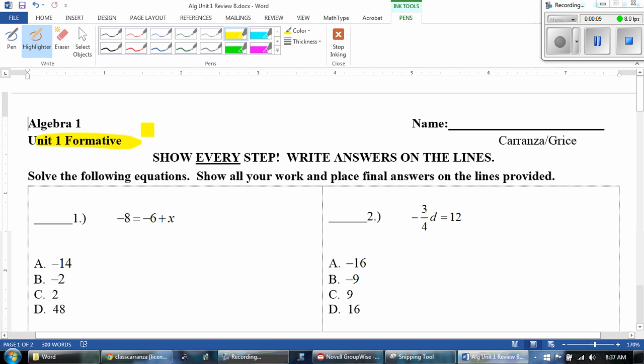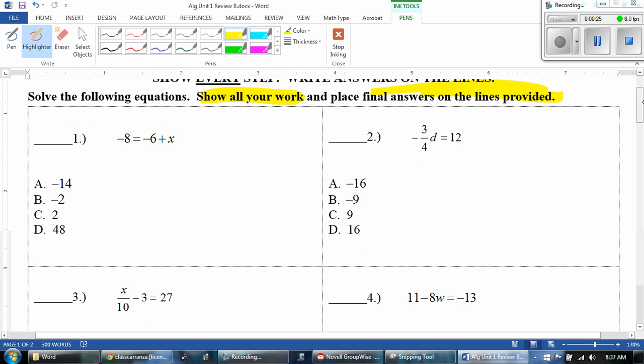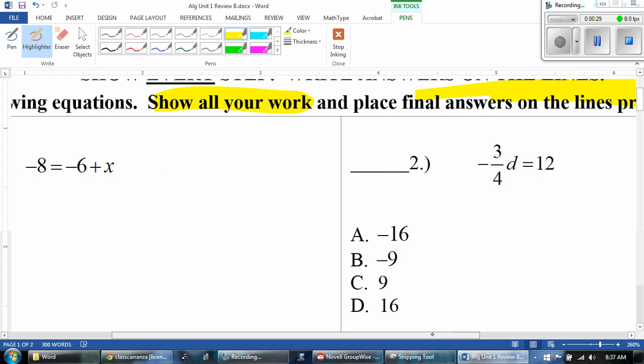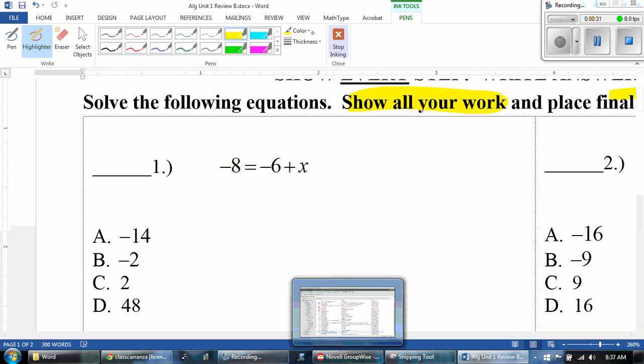Formative, aka Review B. So remember to show every step, write your answers on the line, and we're going to solve the following equations, show all of our work, and once again, place your final answers on the lines provided.